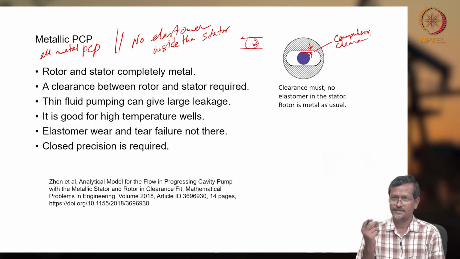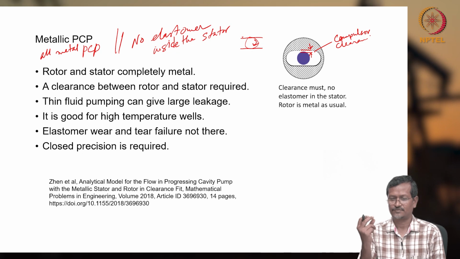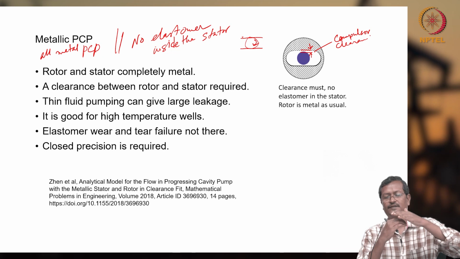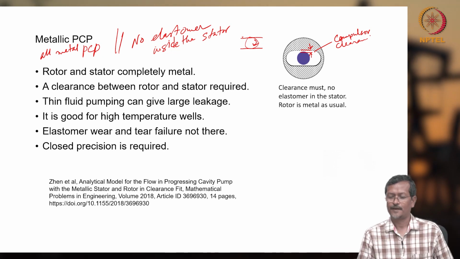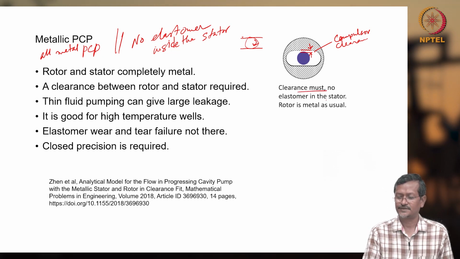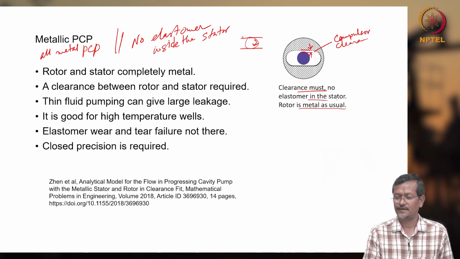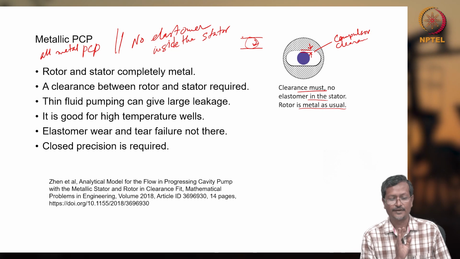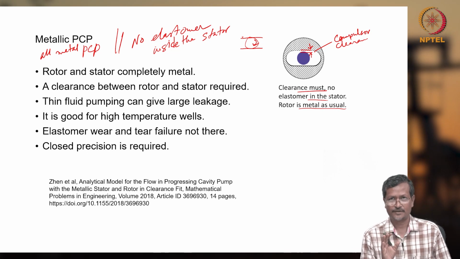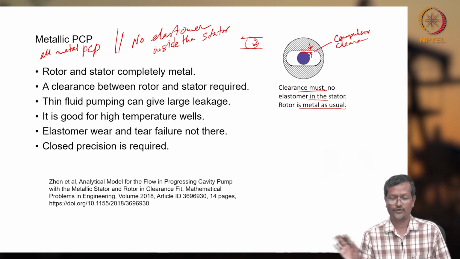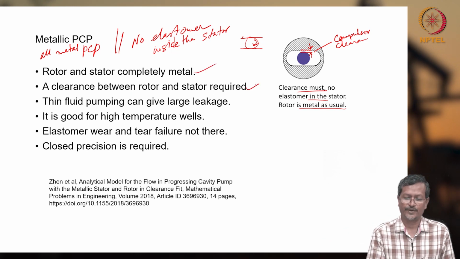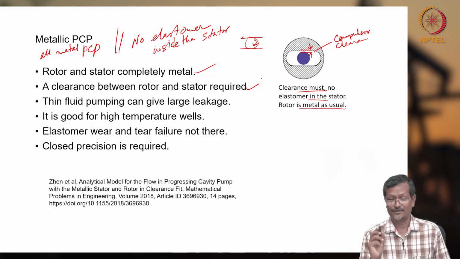You can make it zero or certain positive, no negative. Negative clearance means the rotor diameter is higher than your stator cavity. So clearance is a must. No elastomer in the stator, rotor is metal as usual. We are not changing the rotor, we are changing only the elastomeric part, removing it. So rotor and stator are completely metal, and clearance between them is required. So now you are giving clearance. Now what is happening?